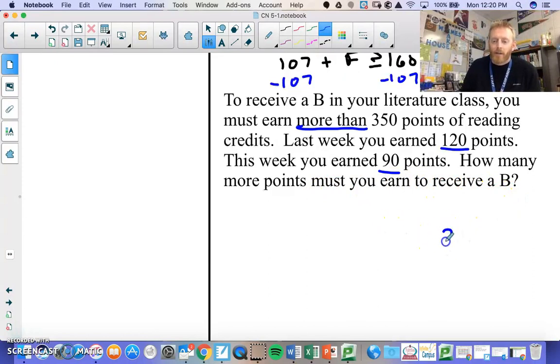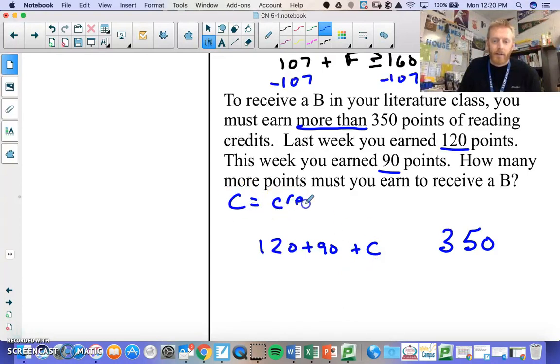All right, so we have to get to 350 credits. We have 120 plus 90 plus, let's say, what should we have? Let's just call it credits. C for credits. So C equals credits. All right, that's really a bad thing. We should probably call it P for points. Let's erase that. That doesn't make any sense because the problem's asking for points.